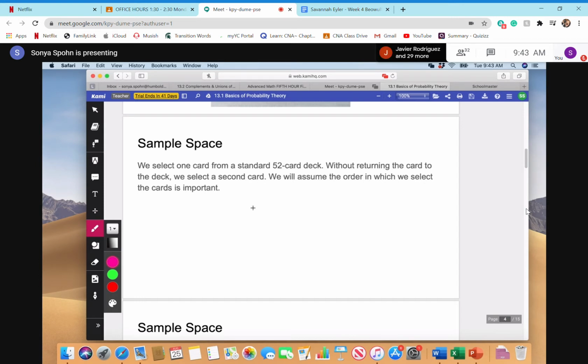So when we do this sample space, you can actually list the outcomes. For example, you can get an ace of hearts, or an ace of diamonds, right? You can get an ace of hearts and the 2 of diamonds. And you can keep going, and then you could get the 2 of hearts and the ace of diamonds, and it goes on and on forever. So this sample space is way too big to list.